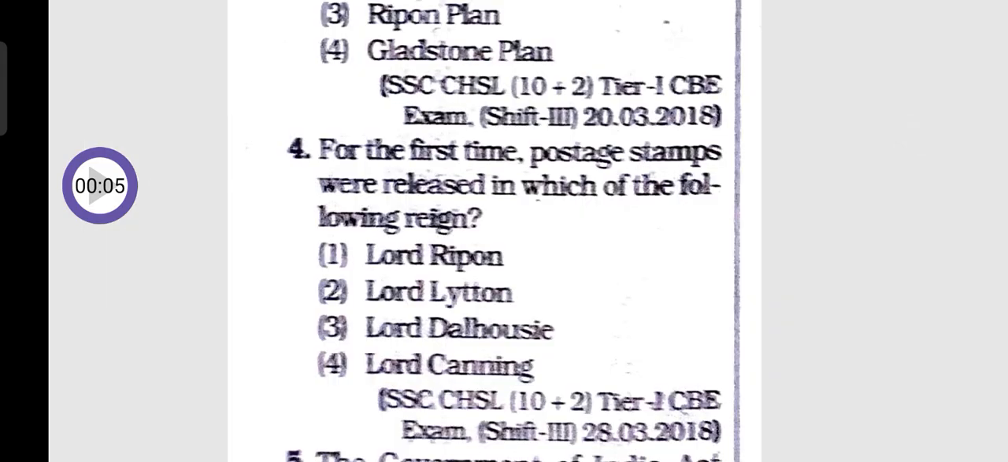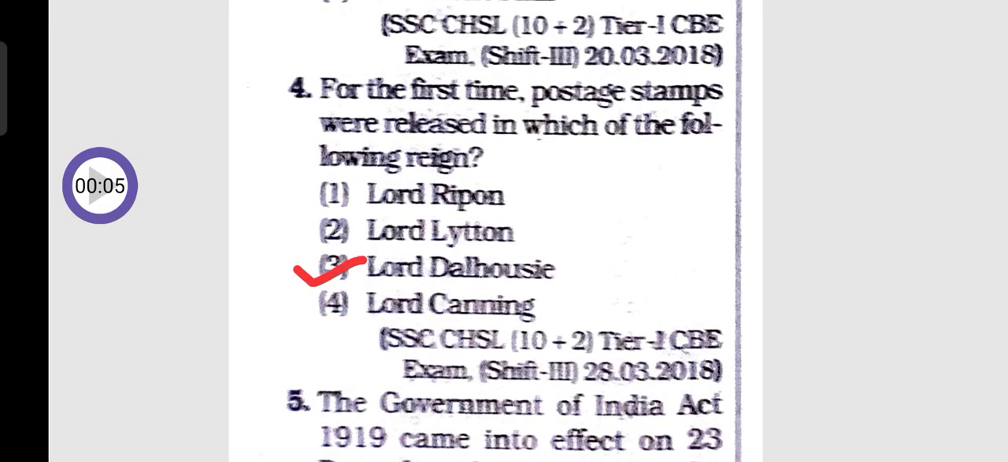Question number 4. For the first time, postage stamps were released in which of the following reigns? Option 1, Lord Ripon. Option 2, Lord Lytton. Option 3, Lord Dalhousie. Option 4, Lord Canning. So the answer is Lord Dalhousie, option number 3.